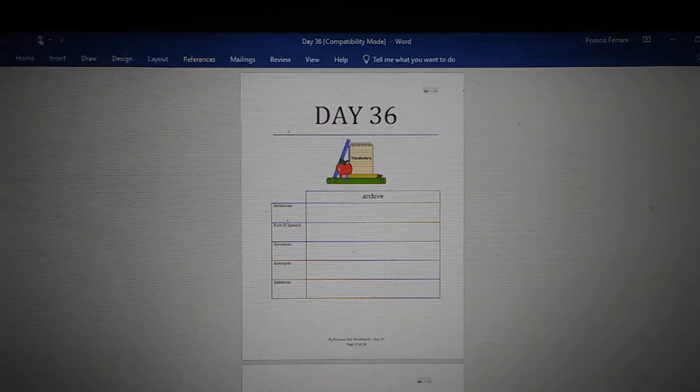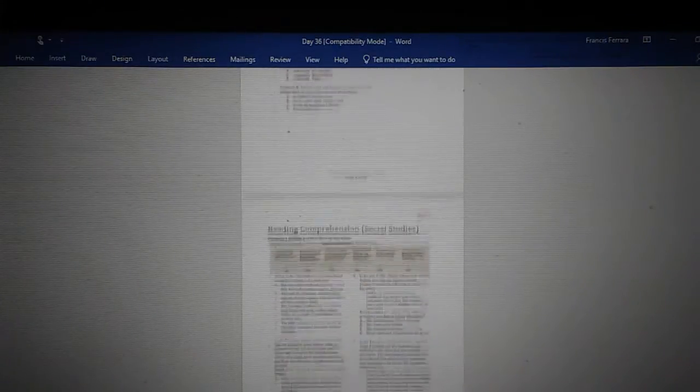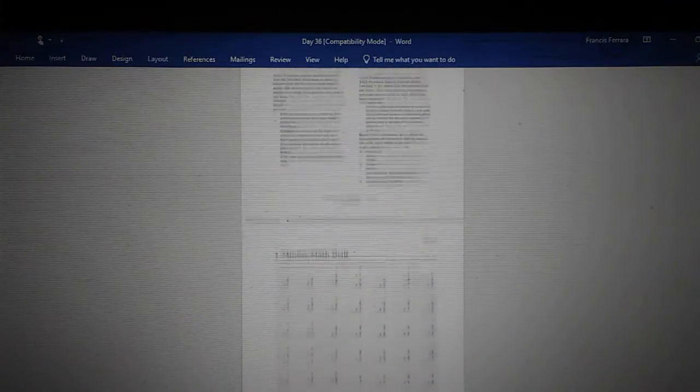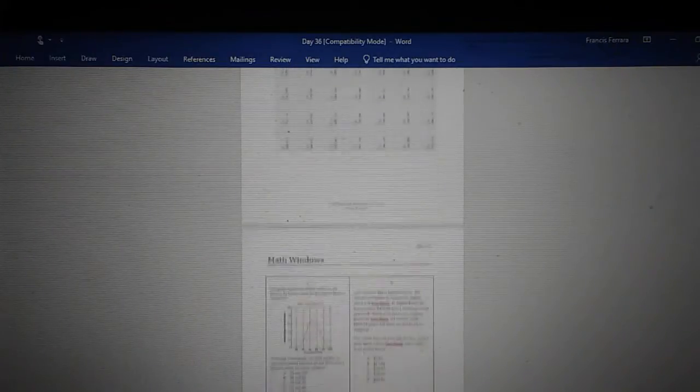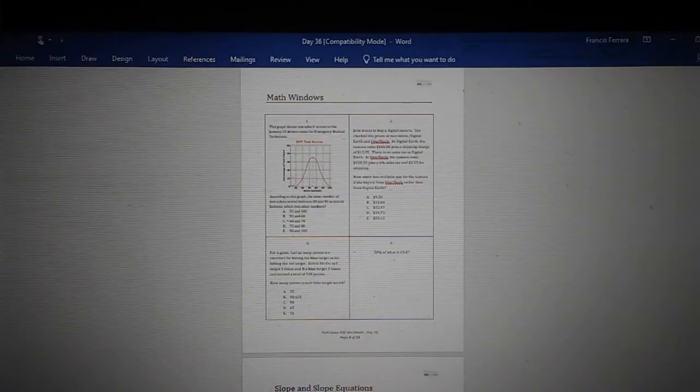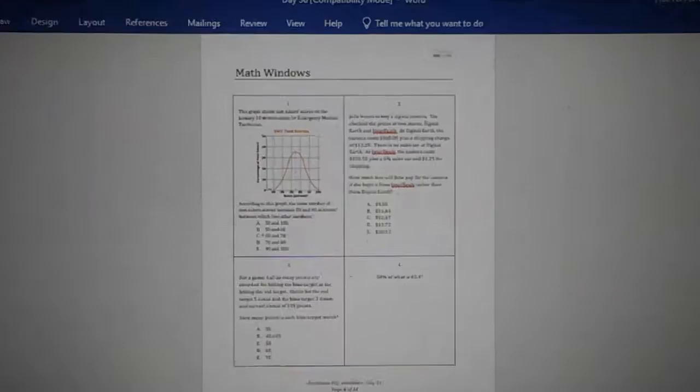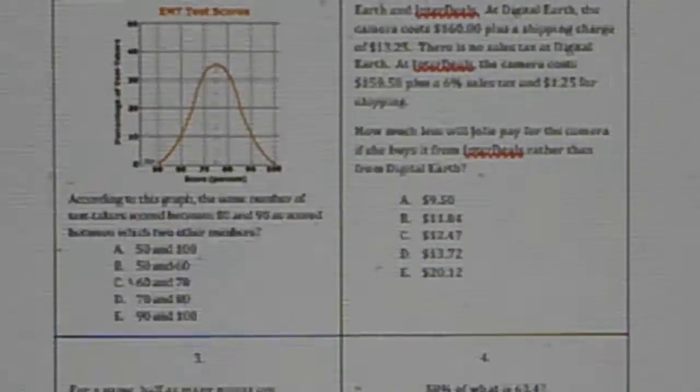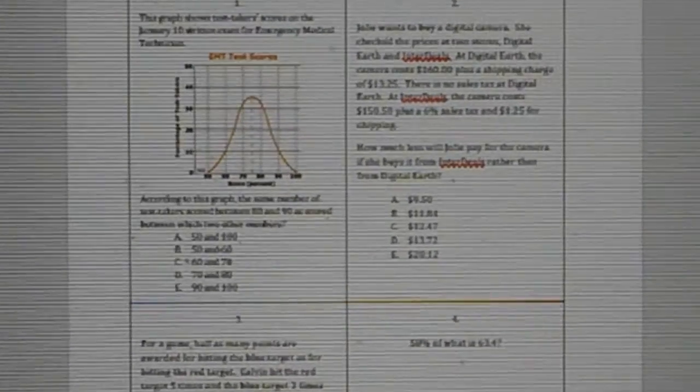So we're going to scroll down here. These are the exercises you should be working through on your own. The answers are in the back. That'll help you for the other tests. Pass the drills. And we're going to go right down here to the math windows, which is on page 6 of 14. And we're going to zoom in here on the first problem right there.